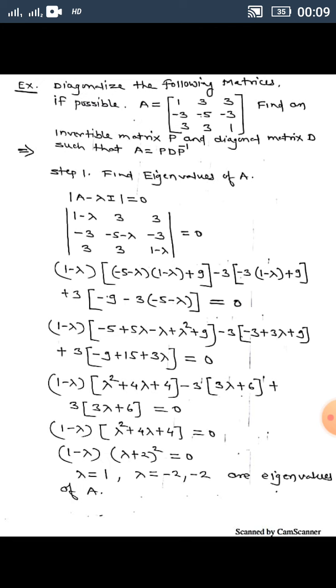So 1 minus lambda is equal to 0, we get lambda is equal to 1. (Lambda plus 2) square is equal to 0, we get lambda plus 2 is equal to 0, lambda is equal to minus 2. That is 2 times, because (lambda plus 2) square is there. So 1 and minus 2 are eigenvalues of the matrix.